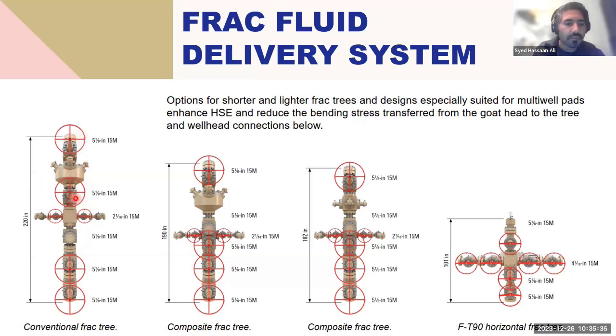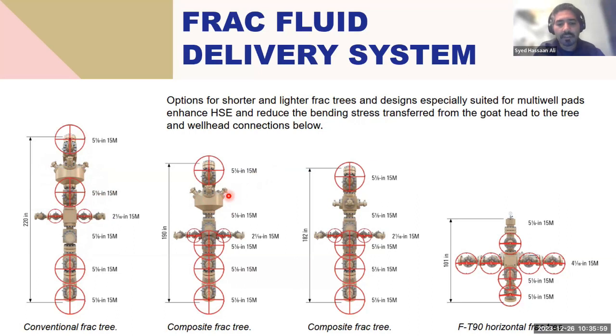In this particular conventional frac tree, your flow cross is actually not connected to your frac fluid delivery system. Your buffalo head, which is right over here, is connected to the frac fluid delivery system. And then in the composite frac tree, you can see it is much shorter. We eliminate one of the swab valves, and the buffalo head is still there, and your frac fluid delivery system will come and tie in.